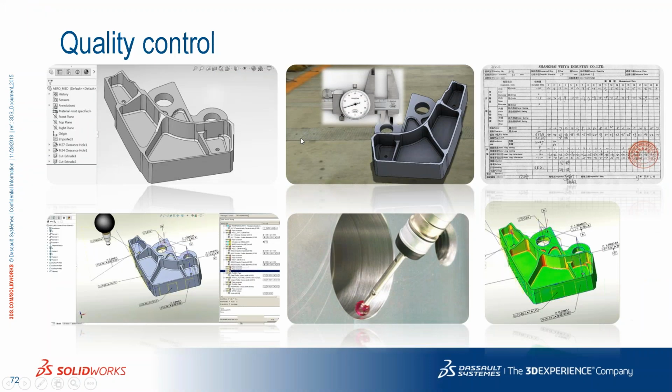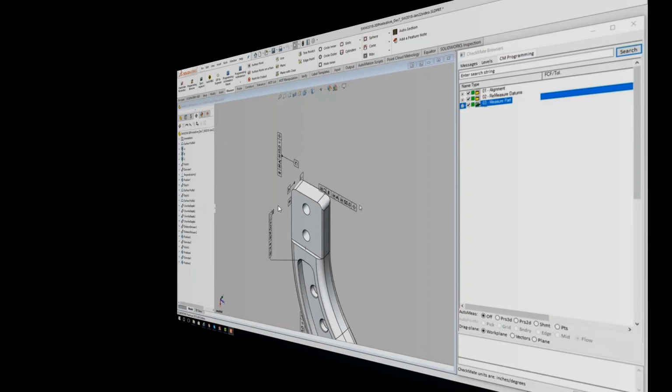I wanted to show you another interesting application. It's not from us, it's from our partner, Origin International, and the software is called Checkmate. It can read the MBD annotations, and from that, it will create the program for the CMM machine, and finally will produce a paper report or a graphical report showing the zones that are out of tolerance.